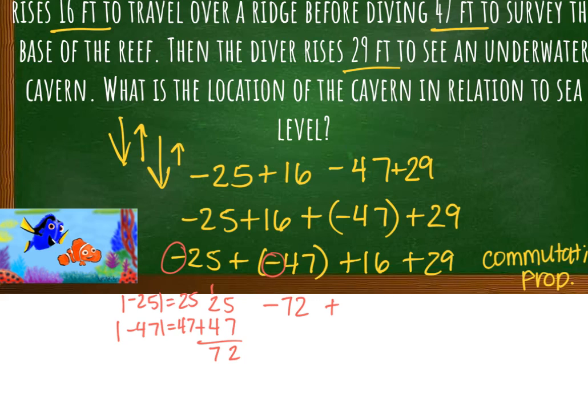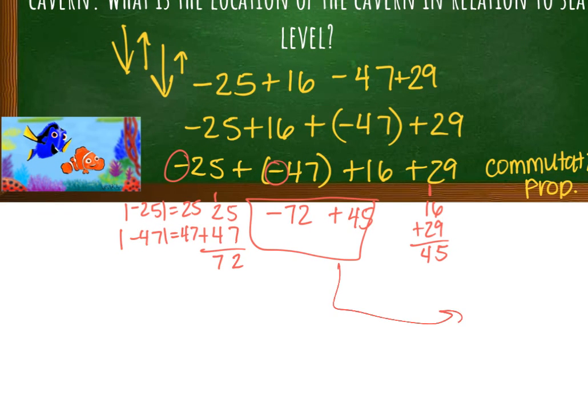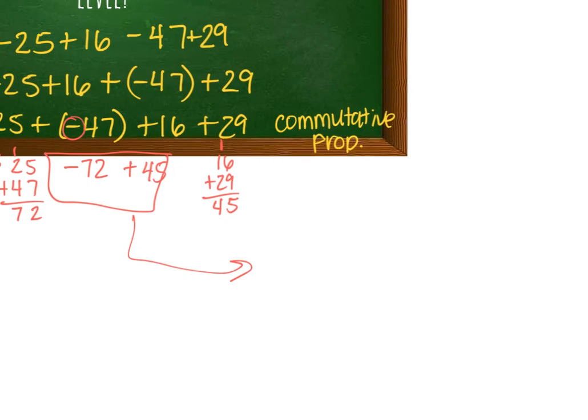So now we're going to add. We have 16 plus 29. So we're going to get 15 here, and this becomes 45. So this is our new expression. Let's go ahead and take this, move it over here. So negative 72 plus 45.